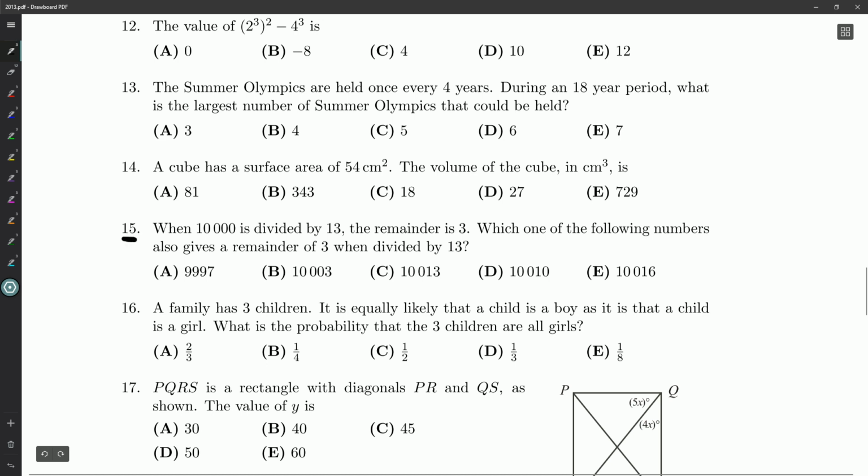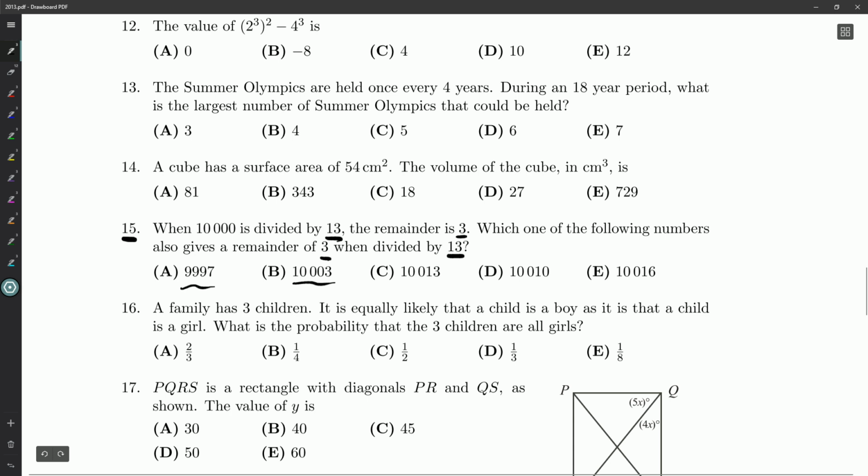We're looking at question 15 in this video. When 10,000 is divided by 13, the remainder is 3. Which of the following numbers also gives a remainder of 3 when divided by 13? Okay, and you'll notice these numbers are all pretty high. They're very similar to 10,000.